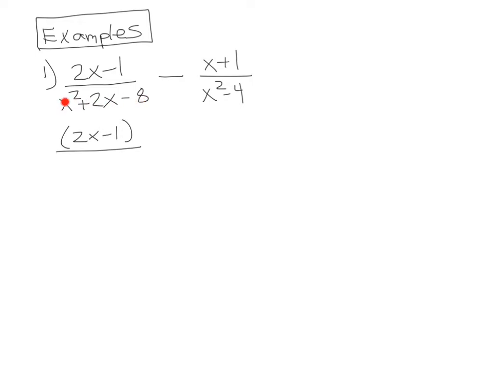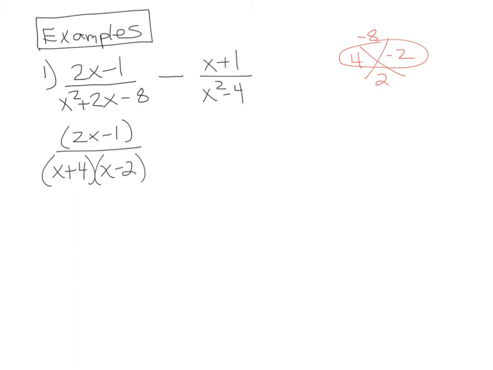This is a trinomial. It's an easy trinomial because the leading coefficient is 1. We're looking for two numbers that multiply to negative 8 and add up to 2. You can do that over here. Multiply to negative 8 and add up to 2. That has to be positive 4 and negative 2. So that'll be x plus 4 times the quantity x minus 2.